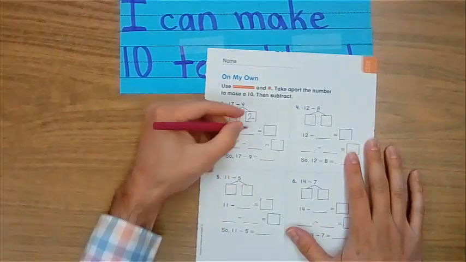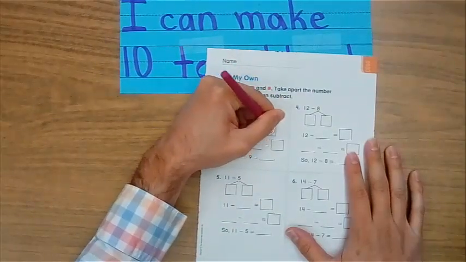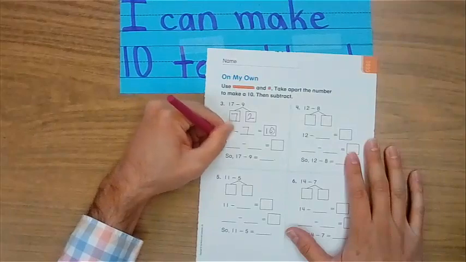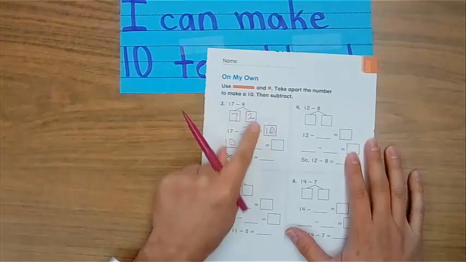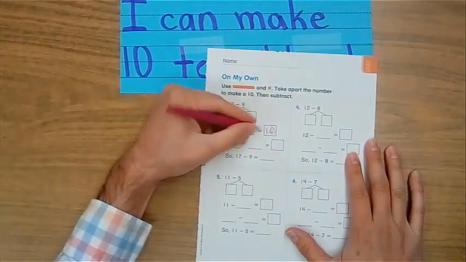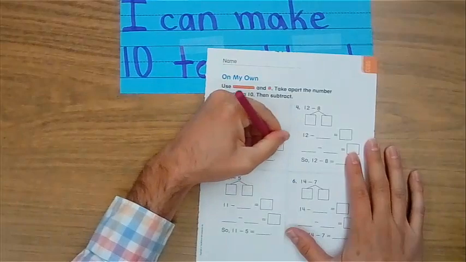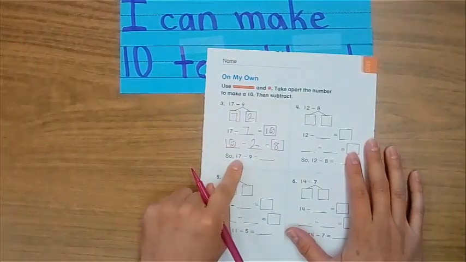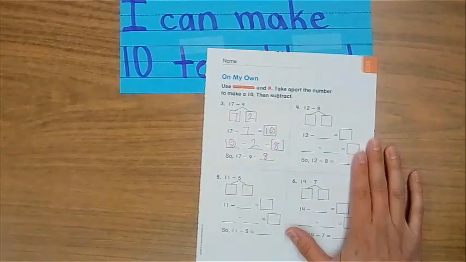I could say 17 minus 7 makes a friendly 10. So now I'm going to take my friendly 10 and I need to take away the other number. So what's the other number? The other number was 2. So 10 take away 2 is 8. So that means that 17 minus 9 is also 8.